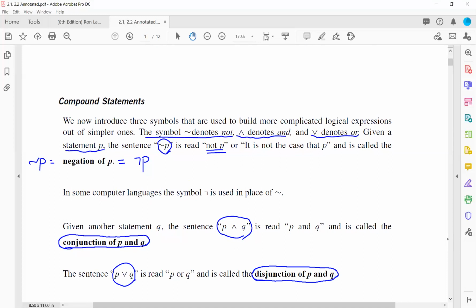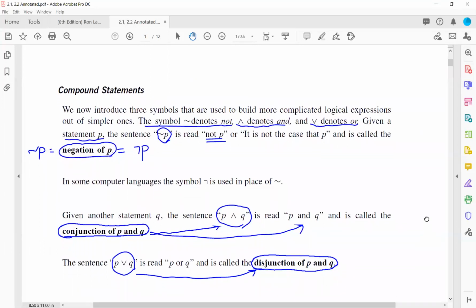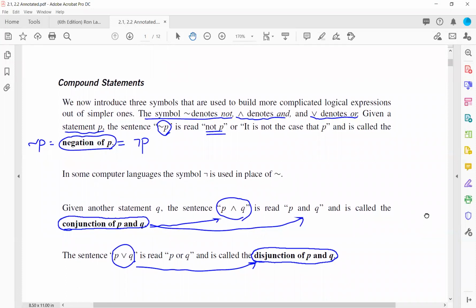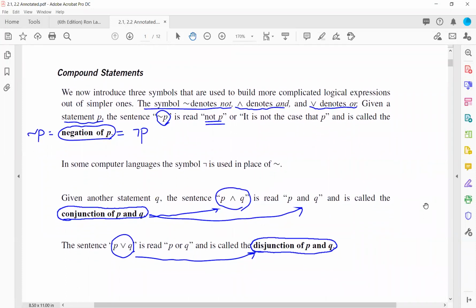So far we learned about negation of a statement, negation of P. Then we learned about conjunction of P and Q, wedge operator, and finally, the or operator, P or Q, disjunction of P, Q. Different ways of connecting 2 statements and forming a new complex or compound statement. Perfect. Very well.